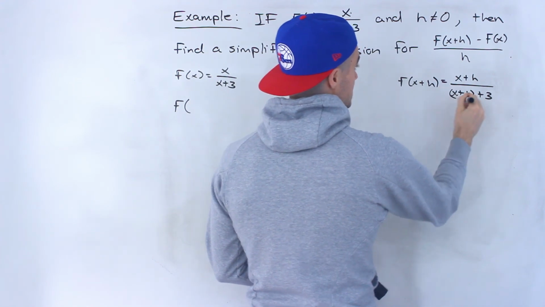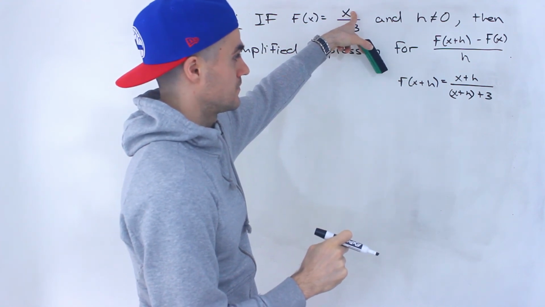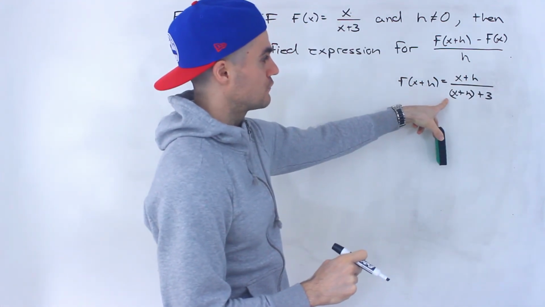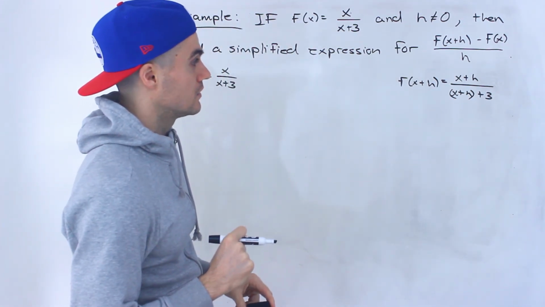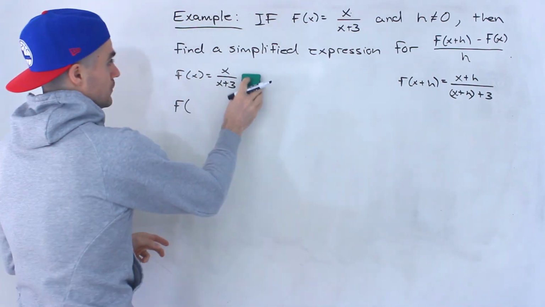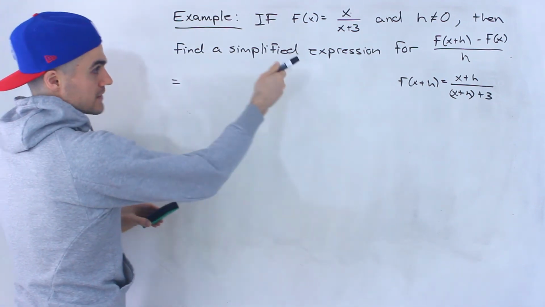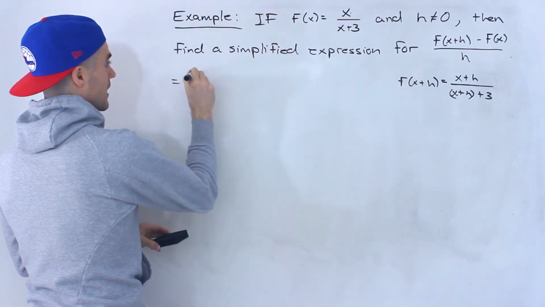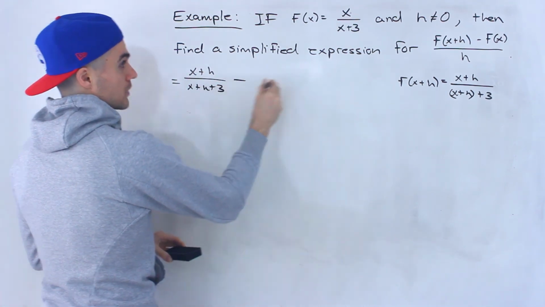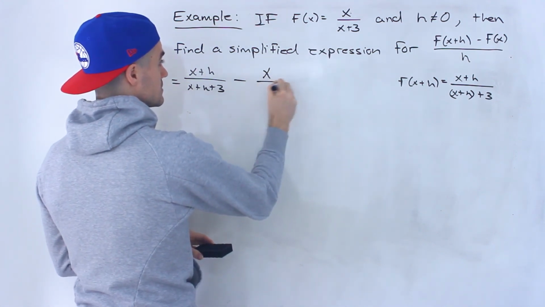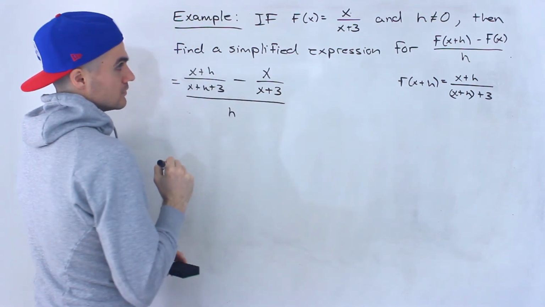Right? We plugged in this x plus h for this x, and then this x plus h for this x up top. And at this point we can't further simplify because there's no like terms in the numerator or denominator to simplify. And so what we can do, if we take this expression and we start writing it over here, f of x plus h is this. So we would have x plus h over x plus h plus 3. And then we're going to be subtracting f of x, which is just this. And then all of that is going to be all over h.